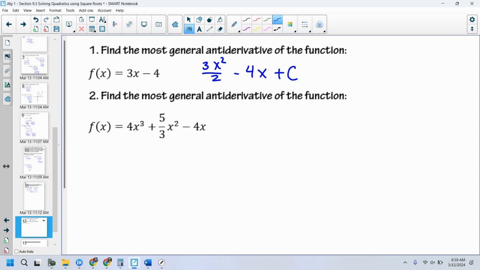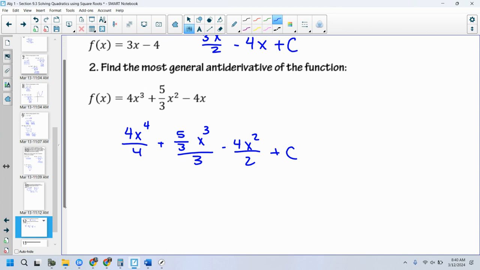Find the most general antiderivative of the function f of x equal to 4x to the third plus 5/3 x squared minus 4x. All right. So we got 4x to the fourth over 4 plus 5/3 x to the third over 3 minus 4x squared over 2 plus C. I know I got to reduce some there, but in general, that's what we got. Raise all the exponents and then divide by the new ones.